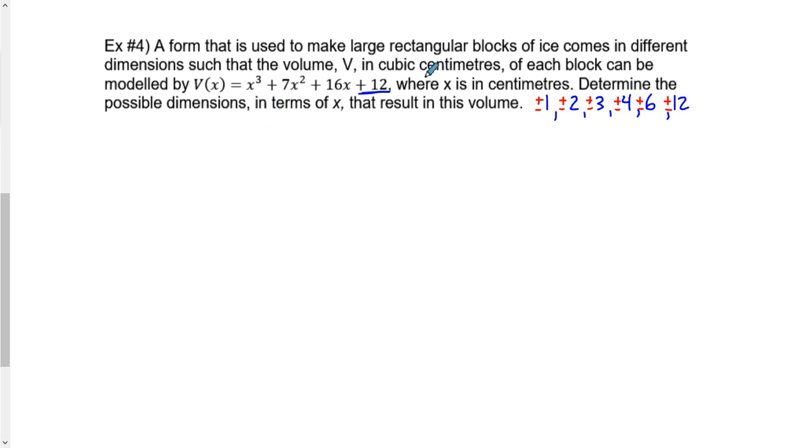Which ones are going to work out great? Which ones aren't? Let's find out. Let's do some quick mental math. Will 1 work? 1 cubed is 1. 7 times 1 is 7. So 1 plus 7 is 8. Adding 16 times 1 is 16. Adding 12. Well, that's definitely not going to work.